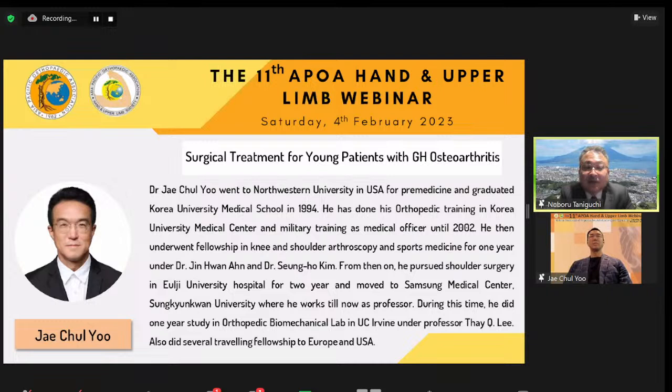Then he underwent a fellowship in knee and shoulder arthroplasty and sports medicine for 1 year under Dr. Jin Hong An and Dr. Singh Hu Kim. From then on, he pursued shoulder surgery at Ajou University Hospital for 2 years and moved to Samsung Medical Center and Sungkyunkwan University, where he works till now as a professor. During this time, he did 1 year studying in the orthopedic biomechanical lab at UC Irvine. And the professor is a famous guy. He also trained several fellows in Europe and the USA. And today he's going to talk about the surgical treatment.